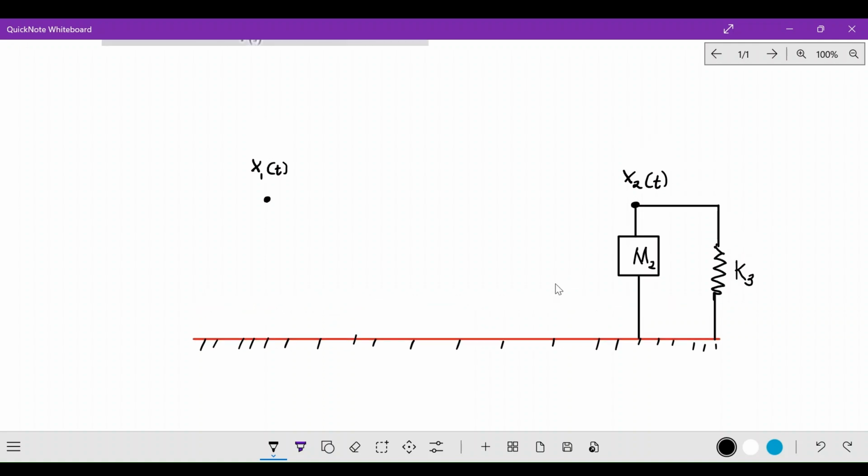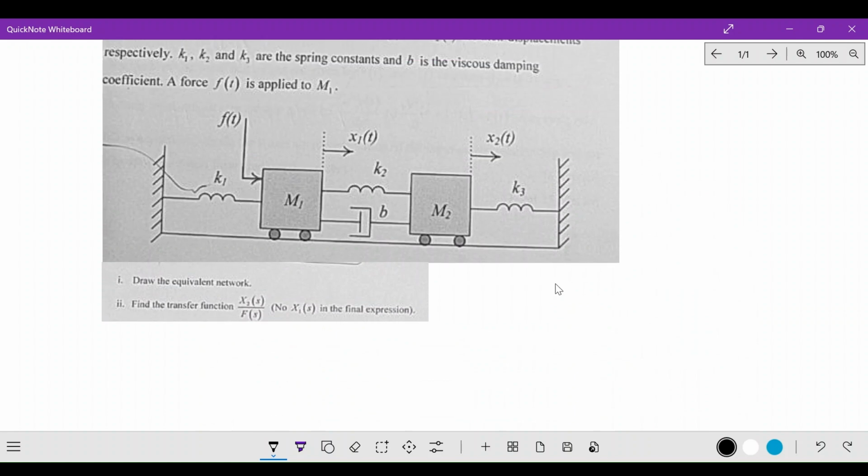Now let's look at node number 1. Mass number 1 undergoes a displacement of x1, right? And at the same mass, you can see there's a spring attached, isn't it? So this means that mass number 1 and the spring must be connected in parallel. And to the same mass you also have this force applied. So all these elements, the force, the spring, and mass number 1, must all be connected in parallel, and they are all connected to the same node, which is x1 of t.